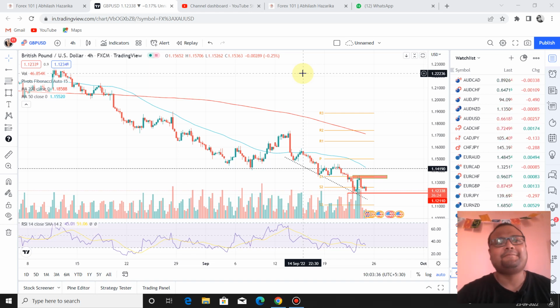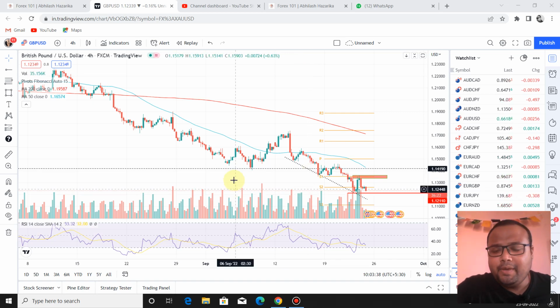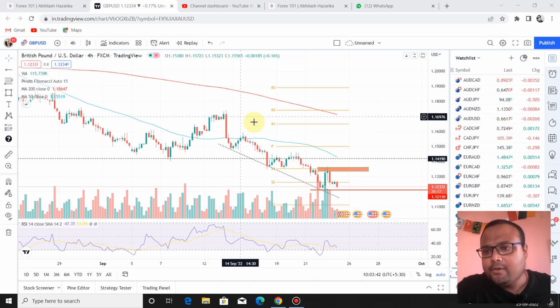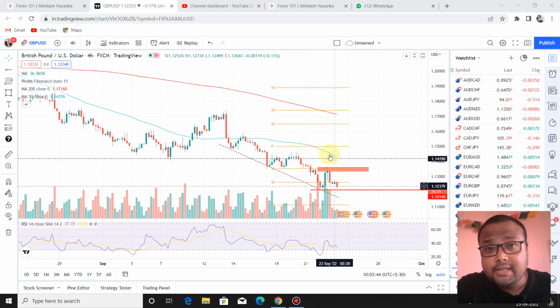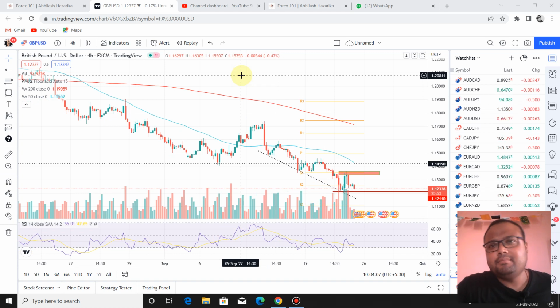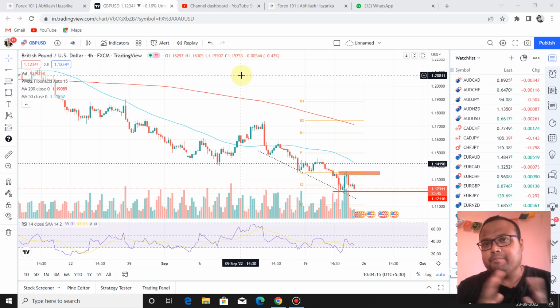So let's get started. This is the 4-hour chart of GBP USD, British Pound US Dollar, and as you can see, the market is standing at 1.1233. This is the current market price. And as we all know, GBP USD is extremely bearish under the dominance of sellers for the last couple of months, and the selling is still continuing.